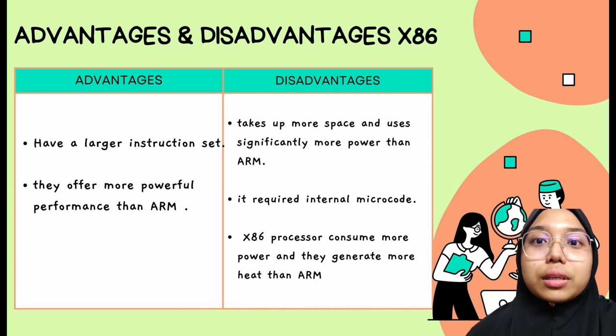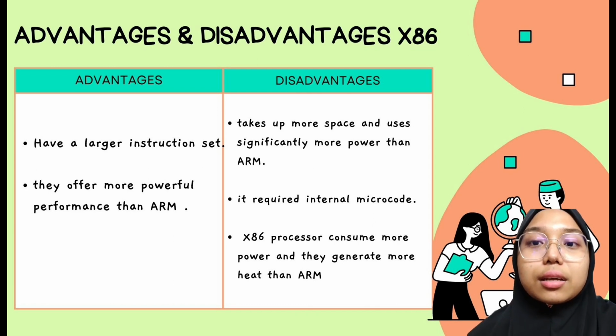X86 has also some disadvantages. The first one is it needs more transistors on a chip, which takes up more space and uses significantly more power than ARM. Also, it requires internal microcode. This is because the microcode needs to be made, which takes a lot of time and money and increases the final cost of products with X86 processors.